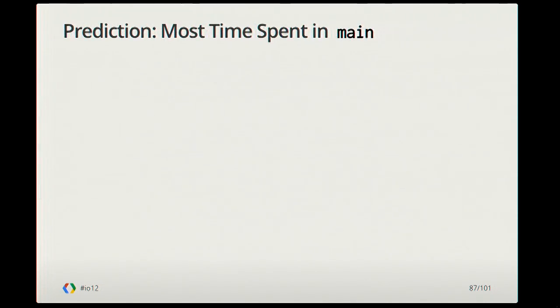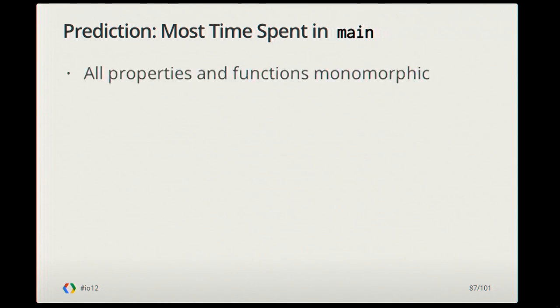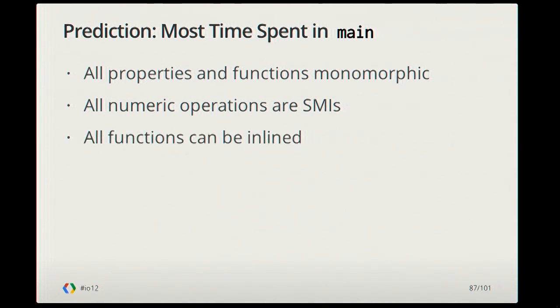So what's our expectation? The prediction is that we're going to spend most of the time in main. And the reason for that is all properties and functions are monomorphic. I wrote the code to be that way. All numeric operations are SMIs. We do a pretty good job at optimizing those. All the functions could be inlined. And there are no de-optimizations or bailouts. So my expectation is V8 is going to do a really good job of optimizing this code.